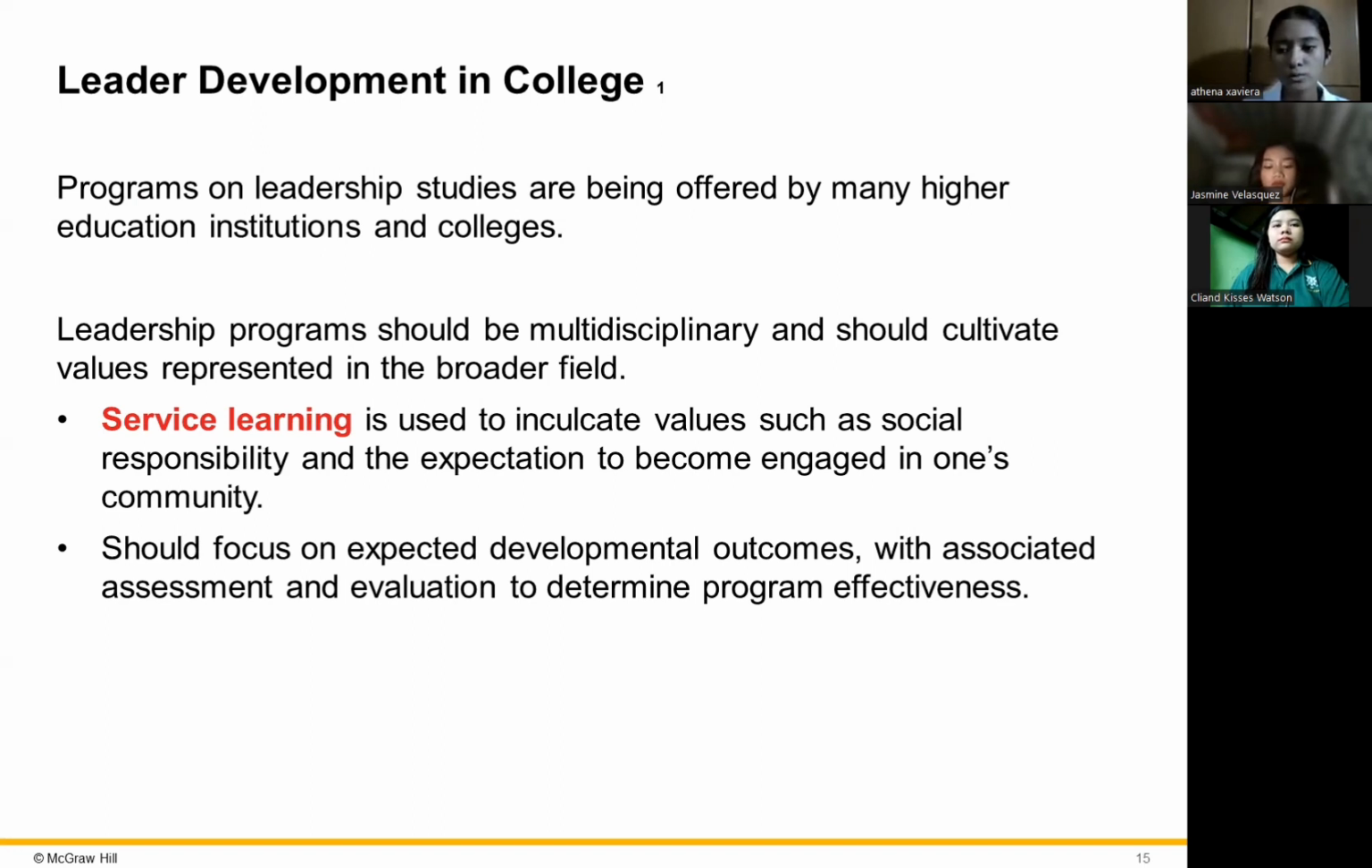It's an educational approach with community service that would improve one's societal needs. This educational approach focuses on the developmental outcomes with associated assessment and evaluation to determine if the program is effective or not. The question is, does service learning have a positive effect on students? The answer is yes. It does have positive effects on students like us, such as improving one's leadership and communication skills, and personal interpersonal development. It reduces stereotypes, facilitates cultural and racial understanding, citizenship skills, and lastly, sense of social responsibility.